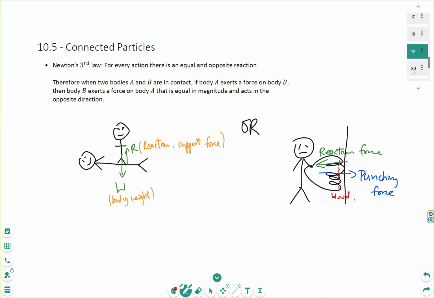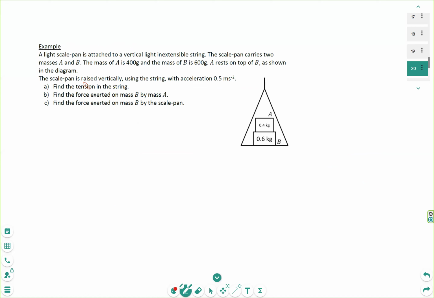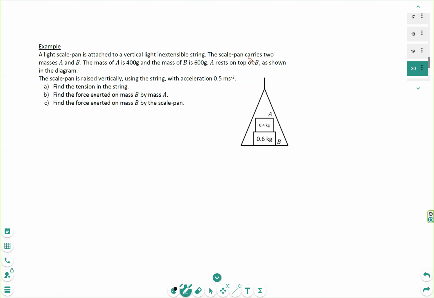How does that apply? Well, let's have a look at this one. Example: a light scale pan is attached to a vertical light inextensible string. The scale pan carries two masses, A and B. The mass A is 400 gram. Now I have kindly changed the 400 gram to 0.4 kilogram. Sometimes the exam question is not as kind as me. Just make sure you remember grams change to kilograms in exam. 600 gram changes to 0.6 kilogram.